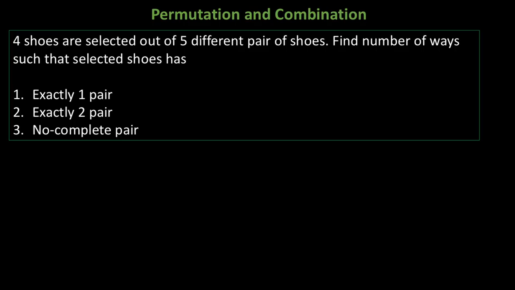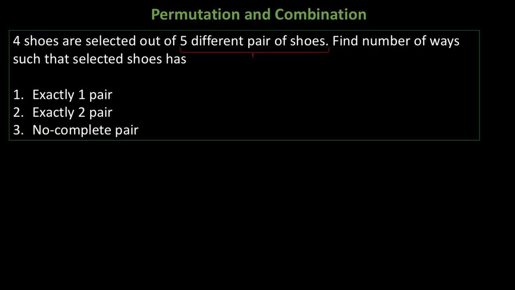4 shoes are selected out of 5 different pairs of shoes. Find the number of ways such that the selected shoes have, and there are 3 parts to this question, exactly 1 pair, exactly 2 pairs, or no complete pair. I would like you to attempt the question first by pausing the video. Once you are done, you can have a look at how we proceed from here.